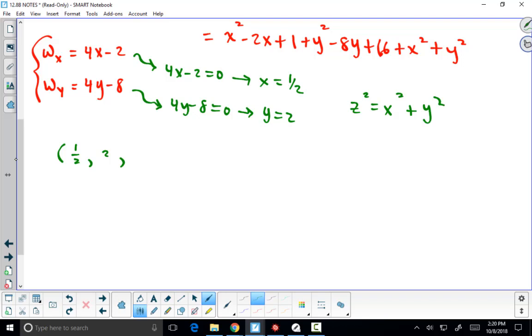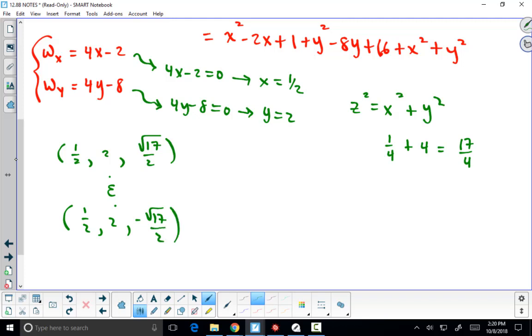We get 1/4 plus 4, which is going to be 17/4. And then we take the square root of that, so we're going to get plus the square root of 17 over 2. And our second point will have the same x and y, but minus square root of 17 over 2. So those will be our 2 points. These are the points that we're looking for.